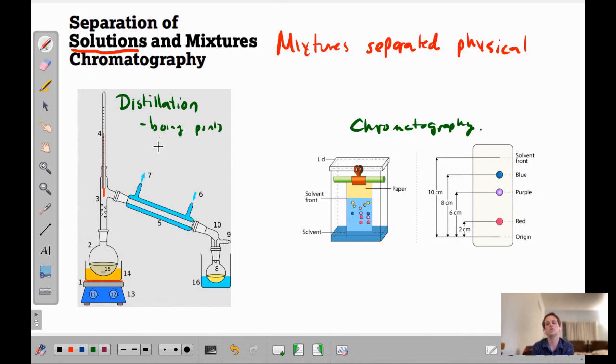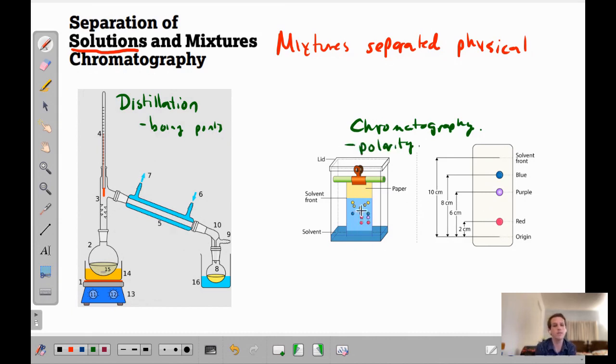So distillation, you use boiling points to separate a mixture. One will evaporate out first, and the second one will be left behind, and then you can recondense the one that evaporated. The second concept here is chromatography. Now, a lot of times you do this either in high school AP Chem, or you've done it before in middle school or something. And this is essentially using differences in polarity.